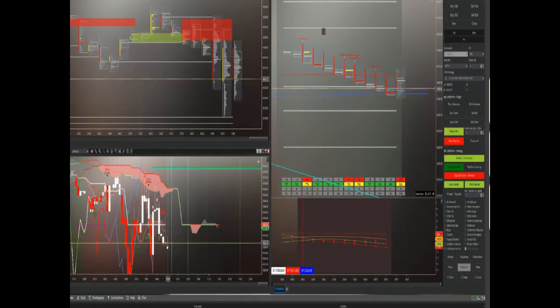We count candles. 5 is an average push. 3 is an average pullback. And 9 is a hard push.